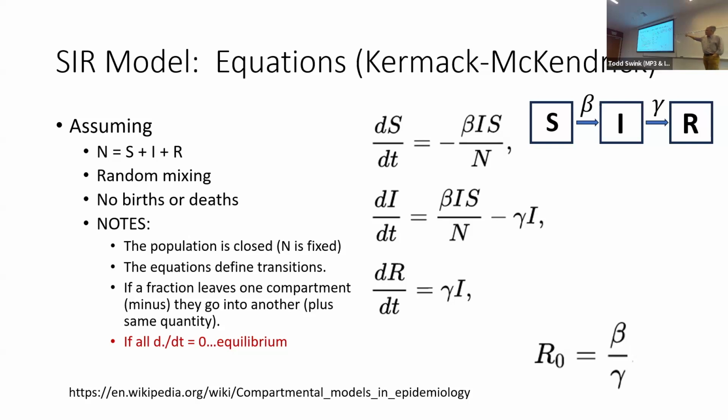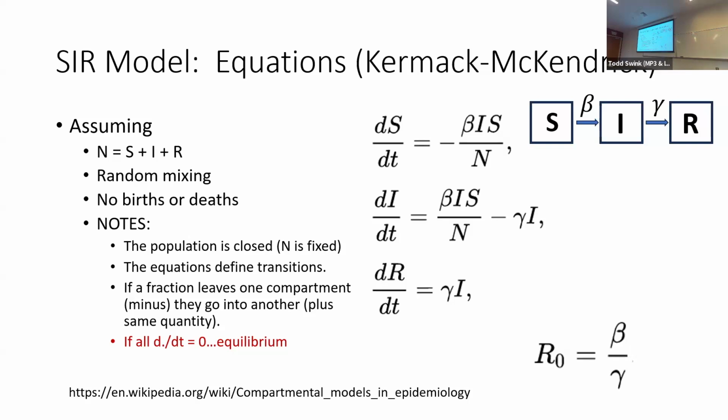So I have the change in S over time. It goes down by the people who get infected. That's the I's and the S's that meet, times the probability, and then I have it offset by the total, so I have a density dependent infection rate. And if I take them out of S, they have to go in somewhere. They're all going into I.